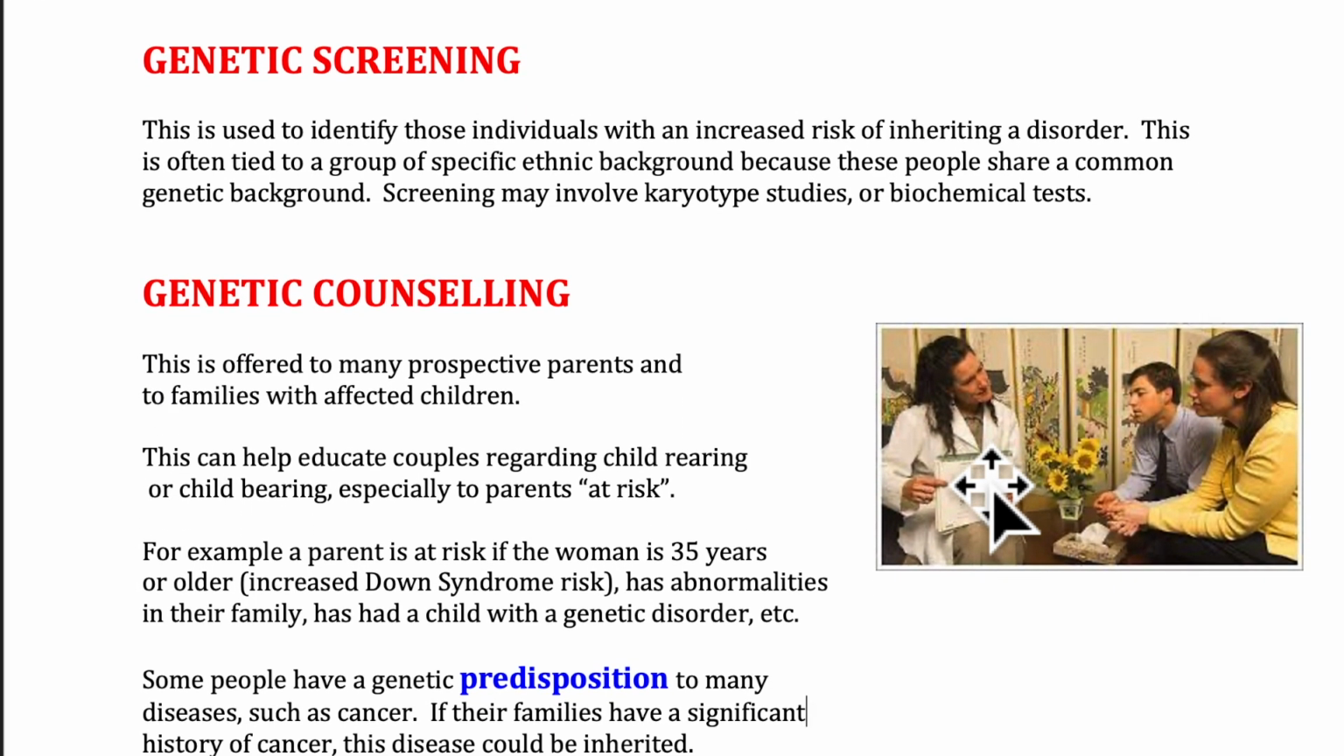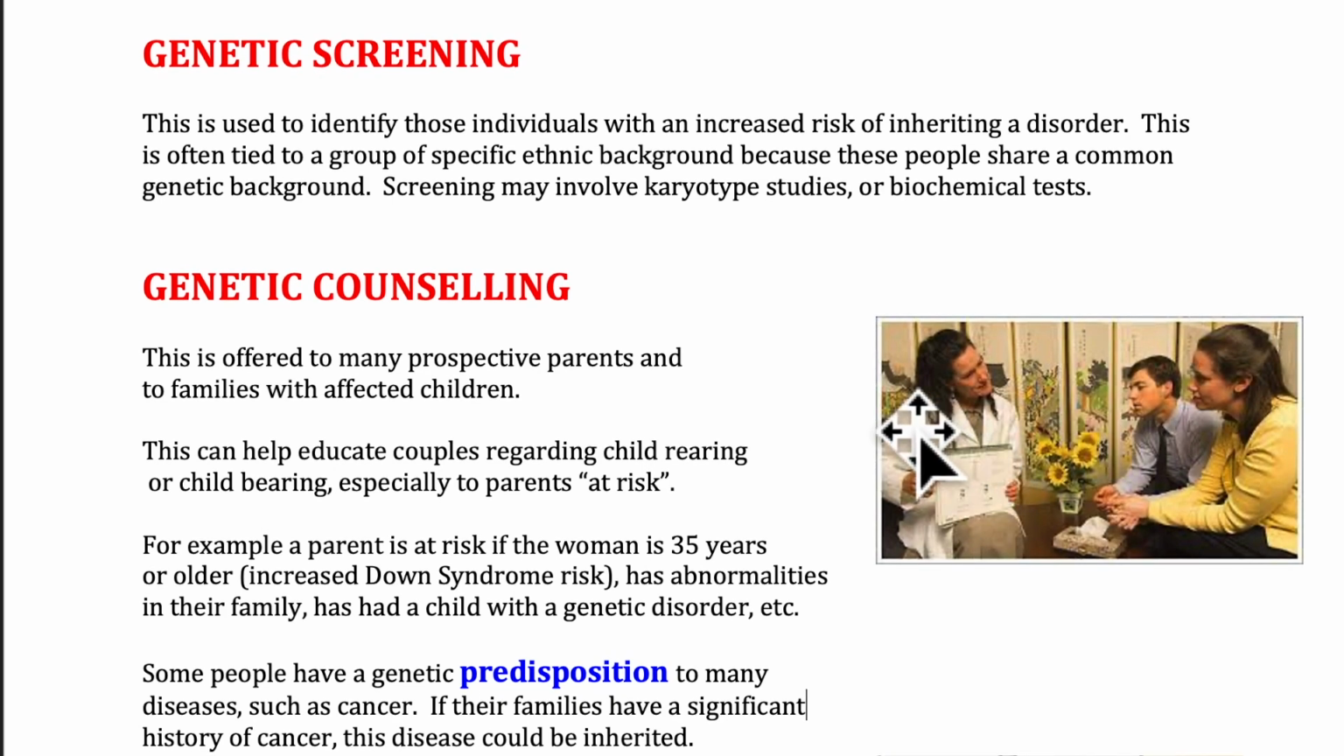Genetic screening is the next thing. This is used to identify those individuals with an increased risk of inheriting a disorder. This is often tied to a group of specific ethnic background because these people share a common genetic background. Screening may involve karyotype studies or biochemical tests.